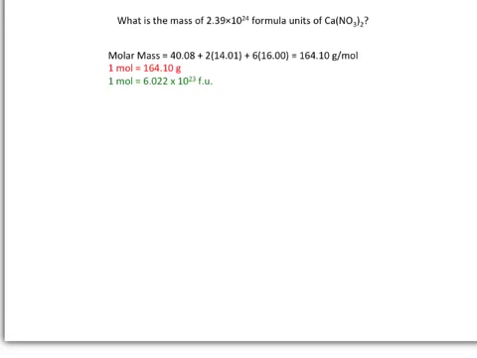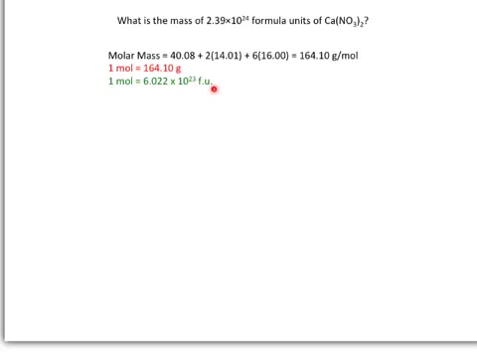So I just add up. I look at the periodic table and get the molar mass of 1 calcium. I've got 2 nitrogens, so 2 times 14.01, and I've got 6 oxygens, so it's 6 times 16. When I add all those up, I get a molar mass of 164.10 grams per mole. I like to rewrite the molar masses, instead of grams per mole, as conversion factors, right? So 1 mole of calcium nitrate weighs 164.10 grams. And then the other conversion factor that we need is that 1 mole is 6.022 times 10 to the 23rd whatever we're dealing with, in this case, formula units.